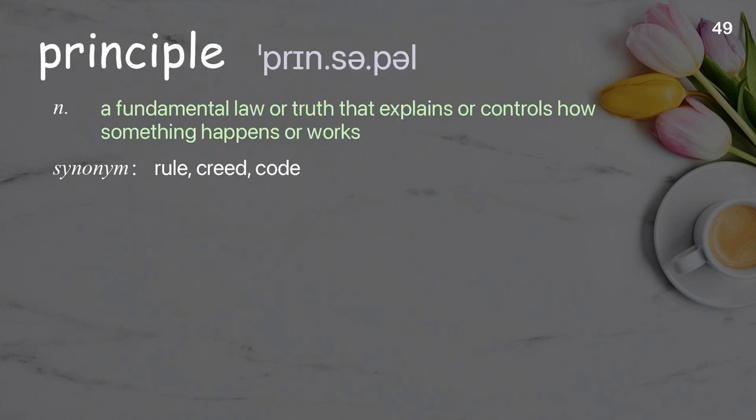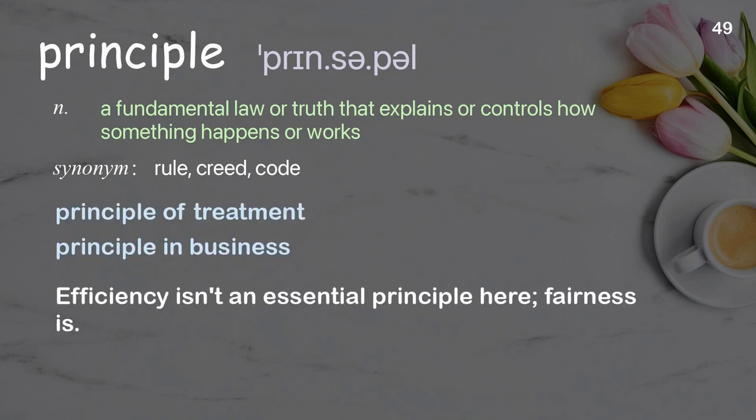Principle. A fundamental law or truth that explains or controls how something happens or works. Examples. Principle of treatment. Principle in business. Efficiency isn't an essential principle here, fairness is.